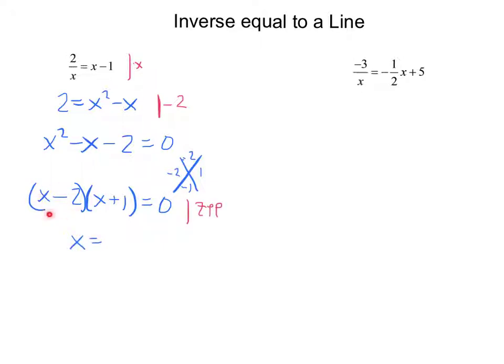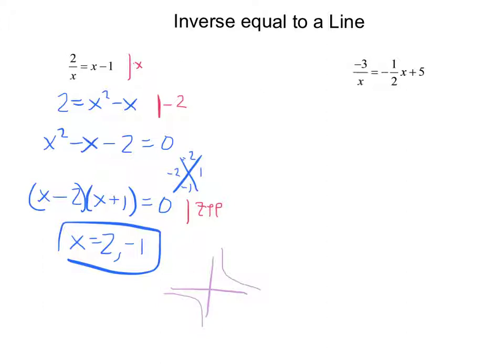So this first one here is 0 when x is 2, and the second one is 0 when x is -1. So if I do a rough sketch of this, the 2 over x is an inverse that's here and here, and x minus 1 is down here, and we are going up. So there's the 2, and there's the -1 there.